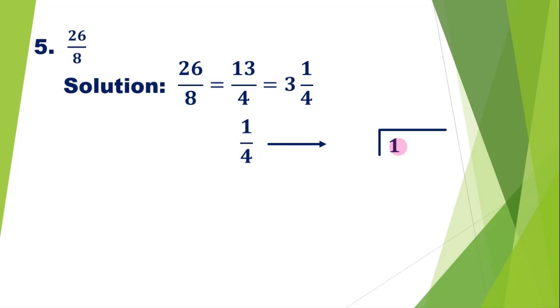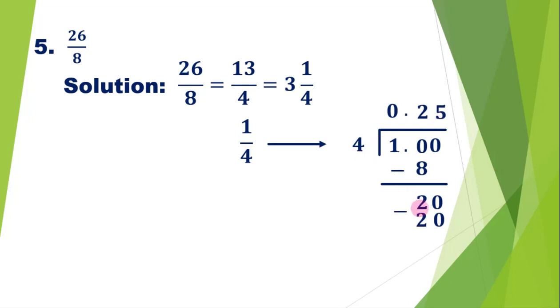So 1/4 converted to decimal, we can divide 1 divided by 4. We can do the long division process. So in this case, we have 10 divided by 4 is 2. 2 times 4 is 8. 10 minus 8 is 2. Then add 0, bring down 0, that becomes 20. Then divide it by 4, that becomes 5. And 5 times 4 is 20. So minus, it becomes 0.